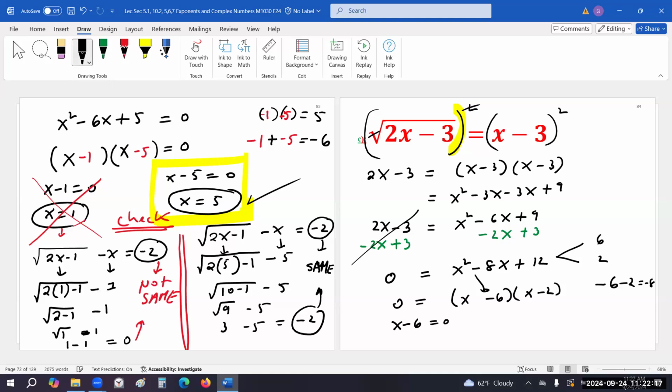So x minus 6 equals 0 gives us x equals 6. x minus 2 equals 0 gives us x equals 2. What do you do if you can't factor? In this class, we will be able to factor.